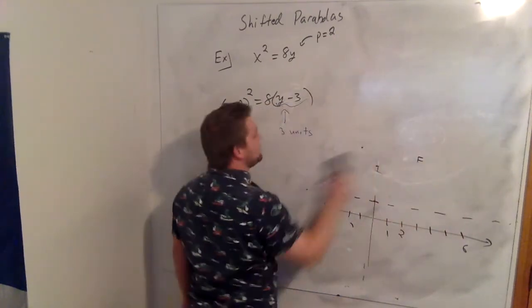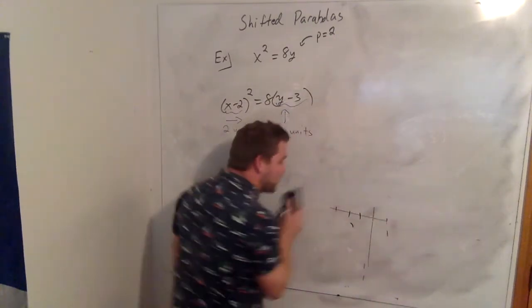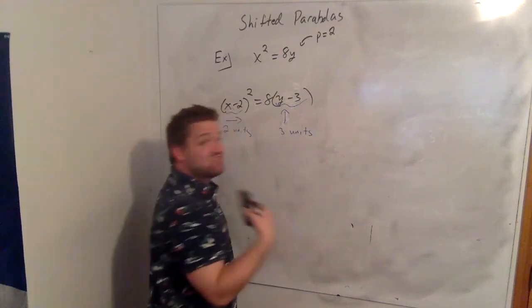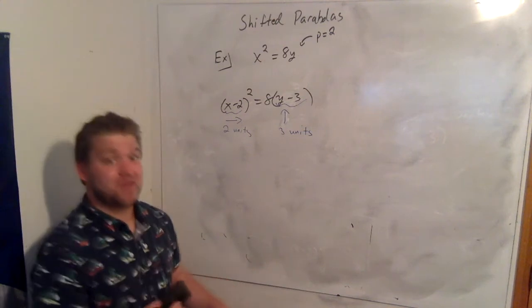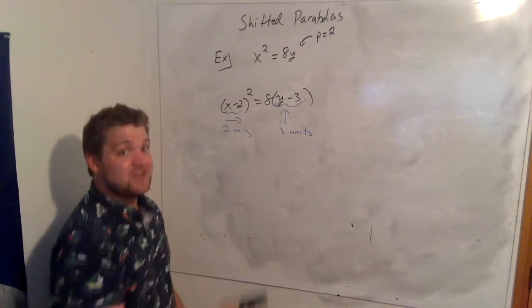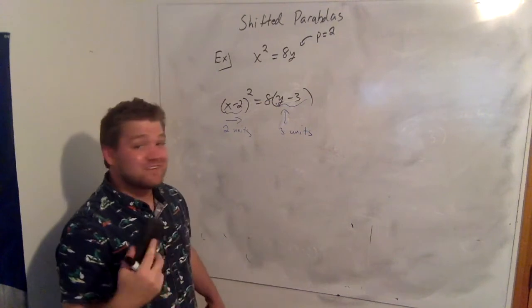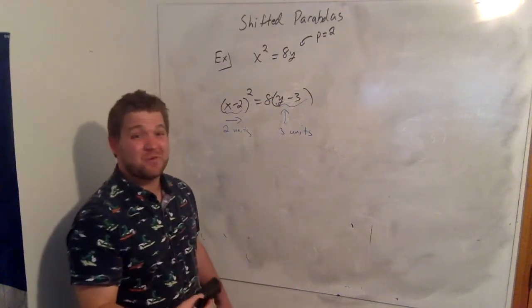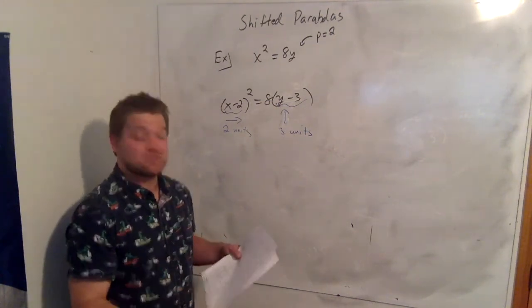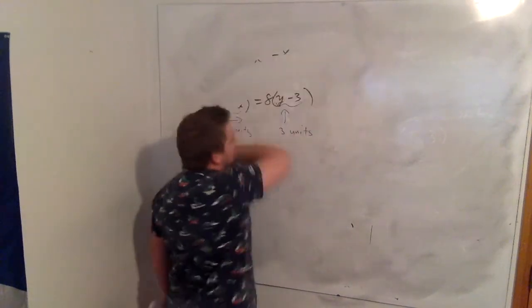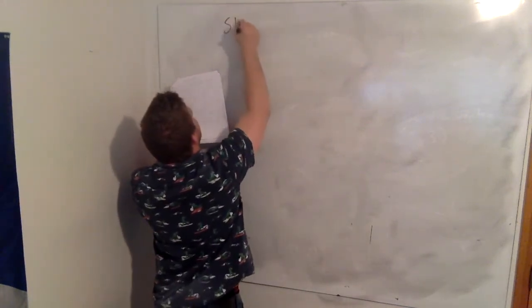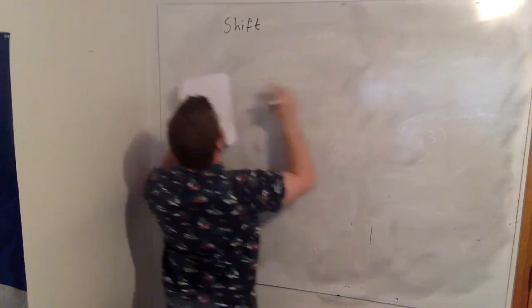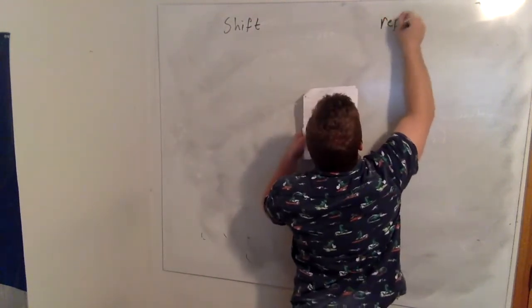Whenever you have an addition or subtraction that's directly attached to the variable, it works opposite to your intuition. Sometimes when you think plus, you think right, or you think plus, that's up. But if you're doing those operations directly to the variables, it works opposite to your intuition. So let's say we have some sort of shift, and then we have a replacement.